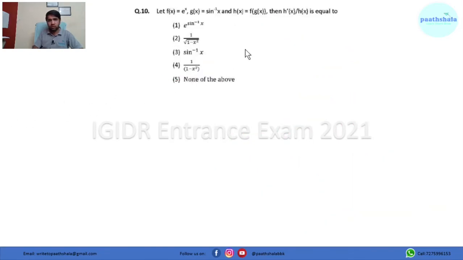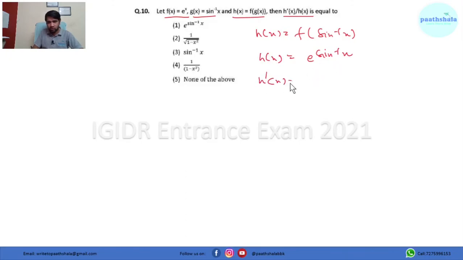Now let's move to the last question. Look at this. Here f of x and g of x are both given, and h of x is f of g of x. We have to find this. So first find h of x. Okay, so this is f of g of x. So g of x is sine inverse x. So this will be f of sine inverse x. And the f of x function is e to the power x. So this will be e to the power sine inverse x. So h of x has come out.